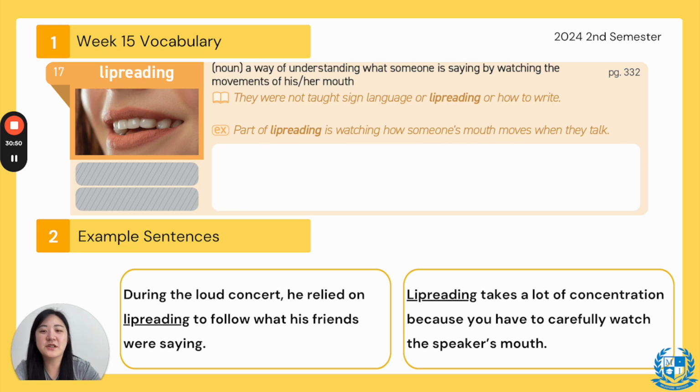Over here, it says, during the loud concert, he relied on lip reading to follow what his friends were saying. So because the music's so loud, you're like, hey, let's go. And you have to make your mouth a bit more pronounced when you're talking. Next one, it says, lip reading takes a lot of concentration because you have to carefully watch the speaker's mouth. So instead of looking at a bird flying by or seeing someone with your friend, you have to keep looking at the lips.